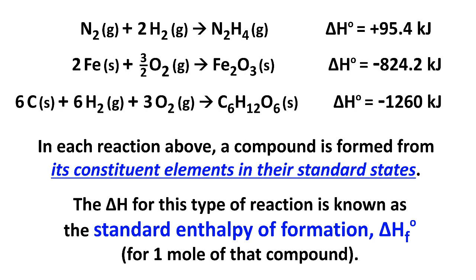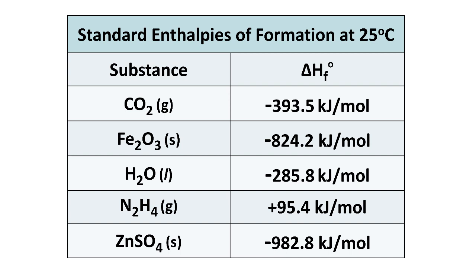Now, this is very useful, and because of that, standard enthalpies of formation are found in tables in chemistry textbooks and reference books. They're useful for all kinds of different thermochemical calculations, and here are just a few example delta H of formations. For example, with CO2, the delta H of formation is negative 393.5 kilojoules per mole. What this means is when carbon and oxygen in their standard states react to make 1 mole of carbon dioxide gas, 393.5 kilojoules are given off.